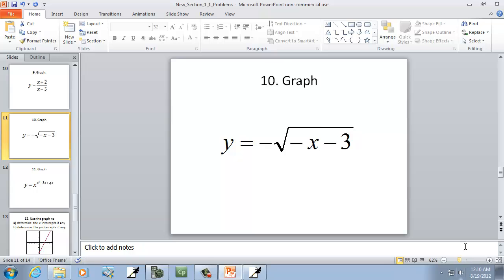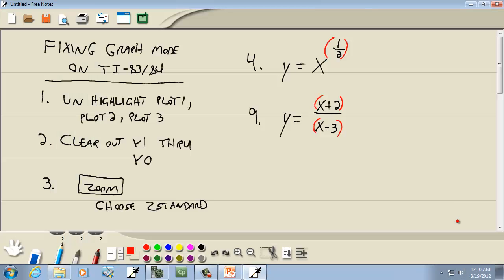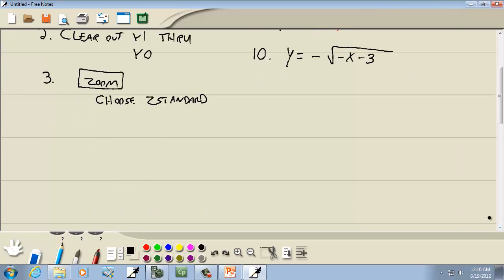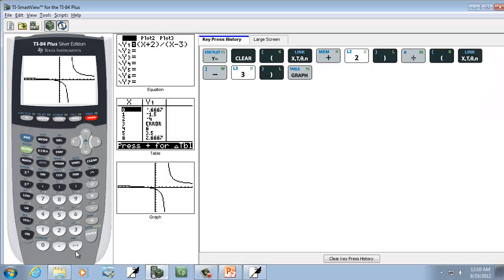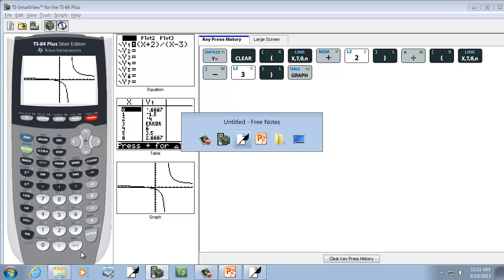Let's look at this one. Let me write this one down. Y is equal to negative square root of negative x minus 3. There's confusion on the calculator. You got a little dash down here at the very bottom row, and you got a dash right here. Well, this is the minus, and this is the negative. And people will interchange those, use them in the wrong place.